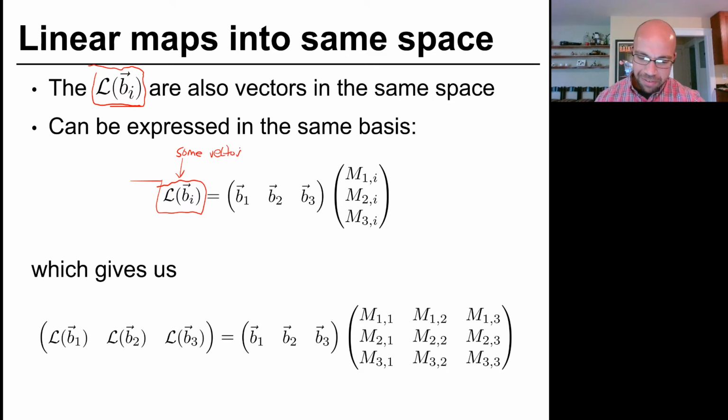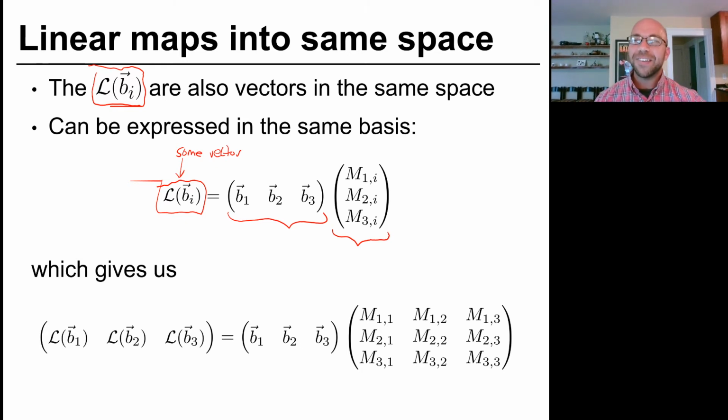And remember that the point of a basis is that I can take any vector and write it in my basis. So I'm going to take L of Bi and write it in the Bi basis. And I know I can do that because the Bi's form a basis. In particular, that is going to lead us to these weights, M1i, M2i, and M3i. These are the coordinates of L applied to Bi in the B basis.